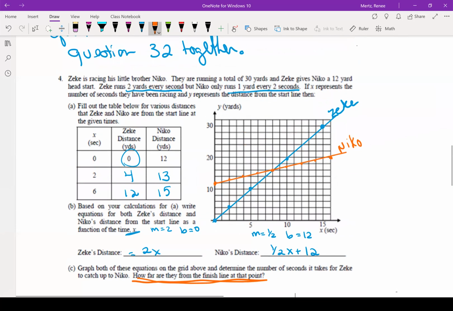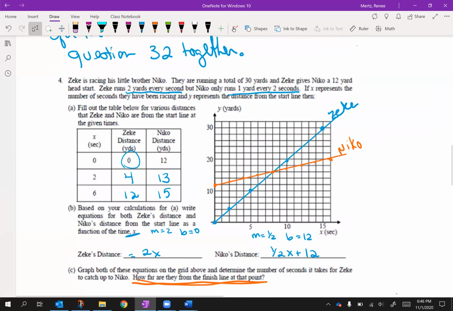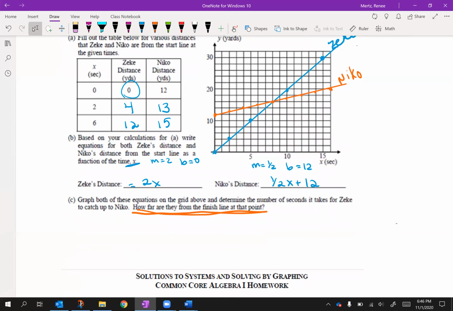So how far is the finish line? So the finish line, they're running a total of 30 yards. So determine the number of seconds it takes. So it takes, how many seconds? We're right here. So it takes 8 seconds for Zeke to catch up.